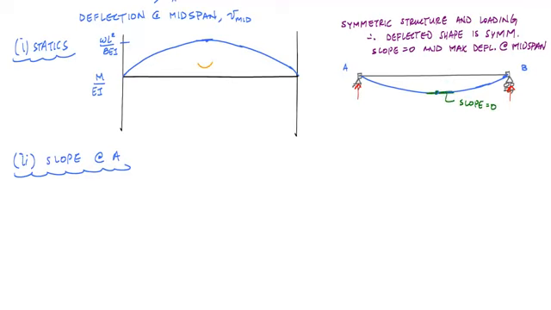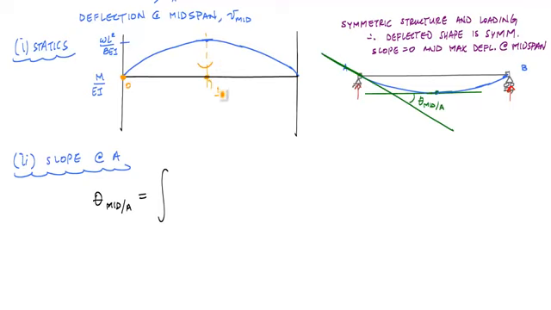At midspan, I'm going to draw the tangent line, and then I can draw the tangent line to point A. What I know is that this angle right here is the change in slope from point A to the midspan. So now I can apply my first moment area theorem: the change in slope is equal to the integral from 0 to midspan, which is L over 2. This point is 0, this point is L over 2 on my x-axis. So I'm going from 0 to L over 2 of the curvature diagram, dx.